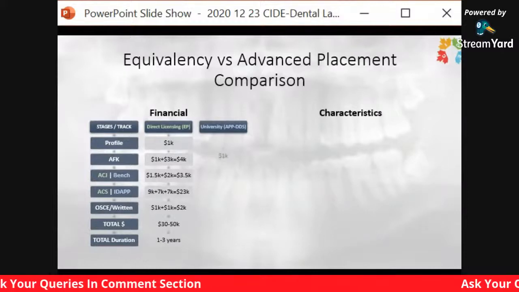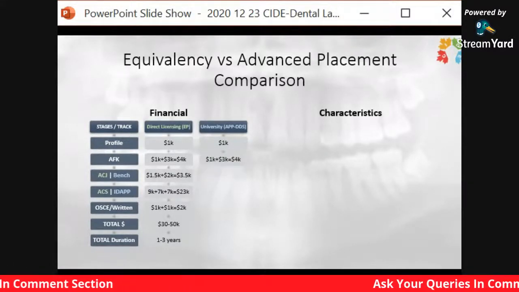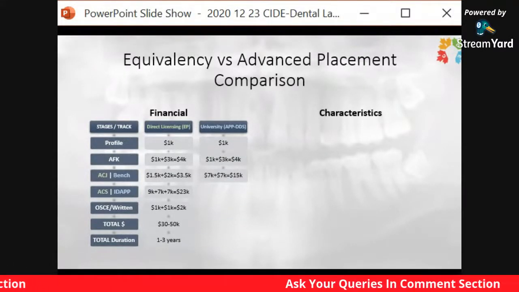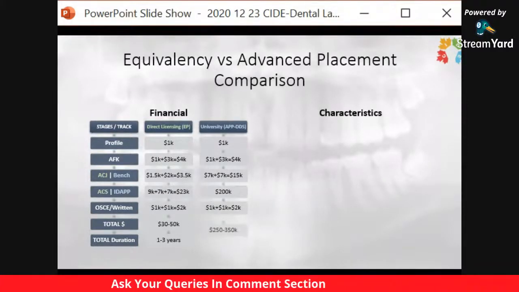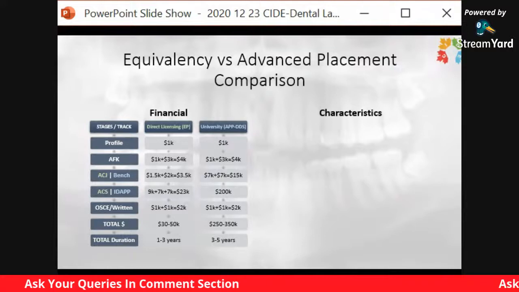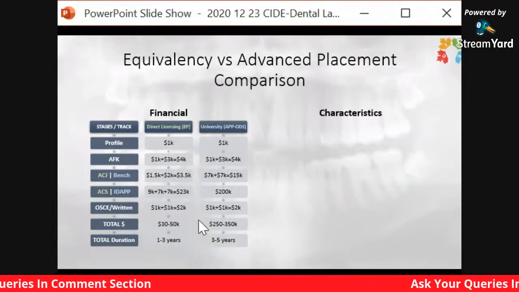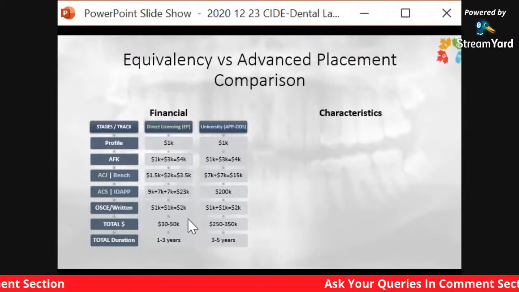This is the answer to your earlier questions. You asked about the cost, right? Here's the difference in the two pathways in their cost.